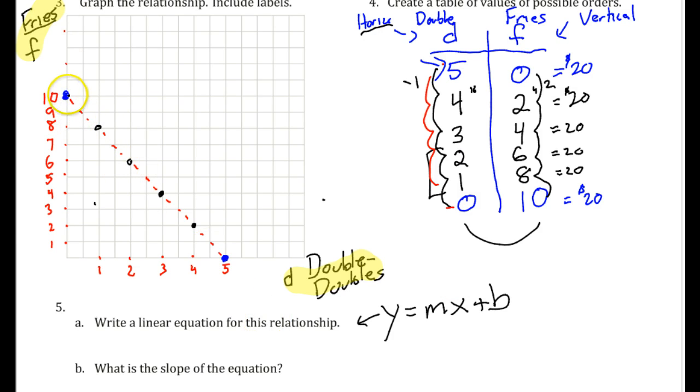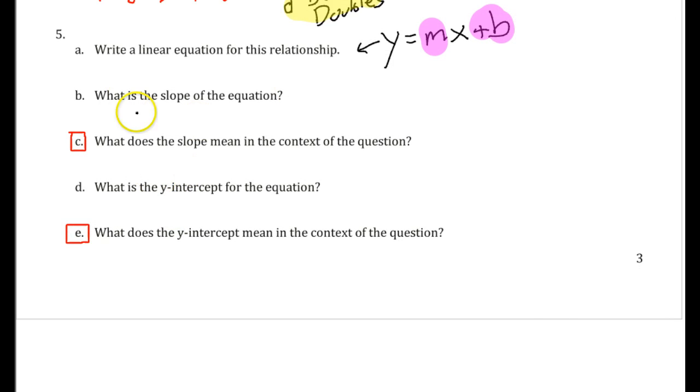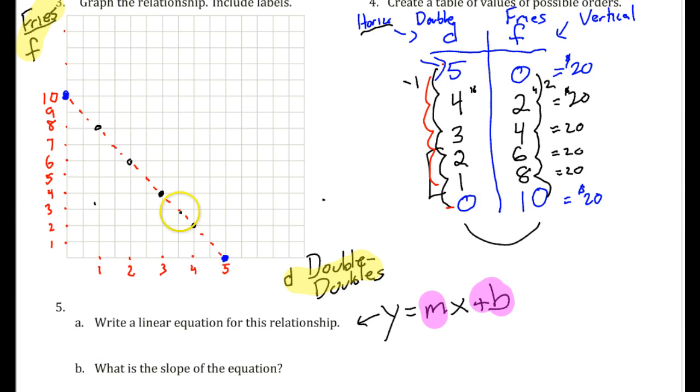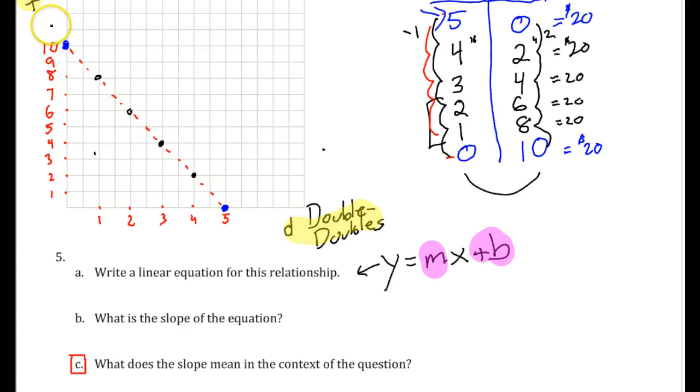So by looking at this graph, what is the equation of it? Okay. So what is the slope? What is the y-intercept, right? And that's what all these questions ask. So what is the y-intercept? Let's start there. Where does this line cross the y-axis? At 10. So the y-intercept is 10. That's actually the answer for D. b equals 10. Just like you did before, you're just seeing where it crosses the vertical axis.